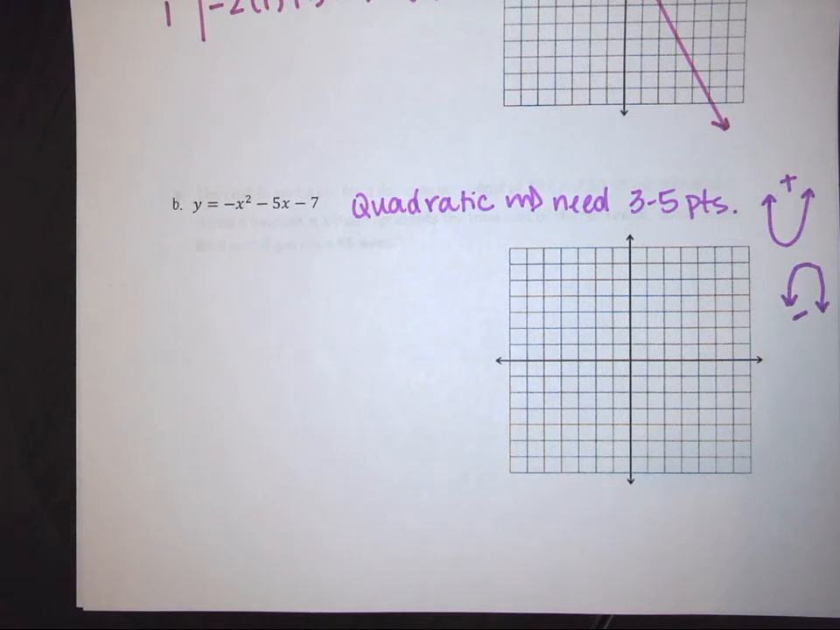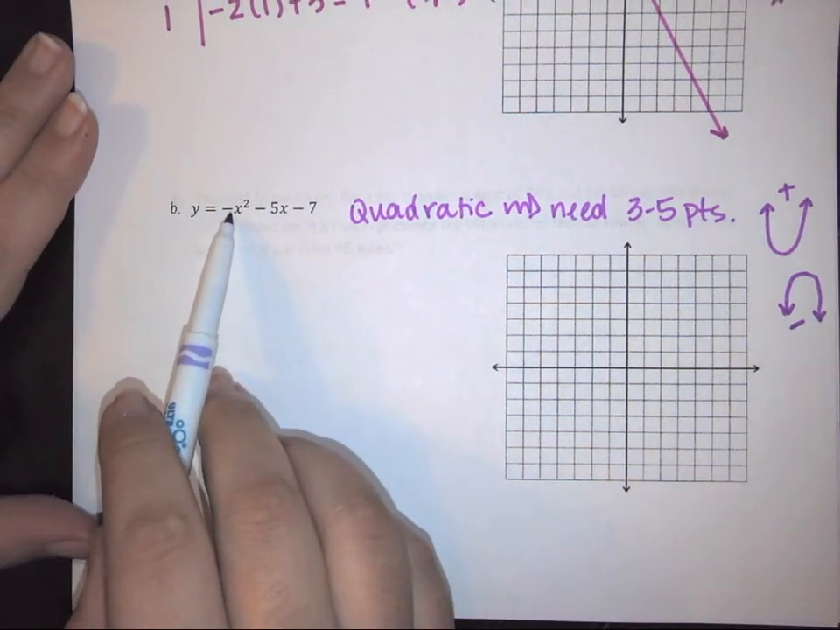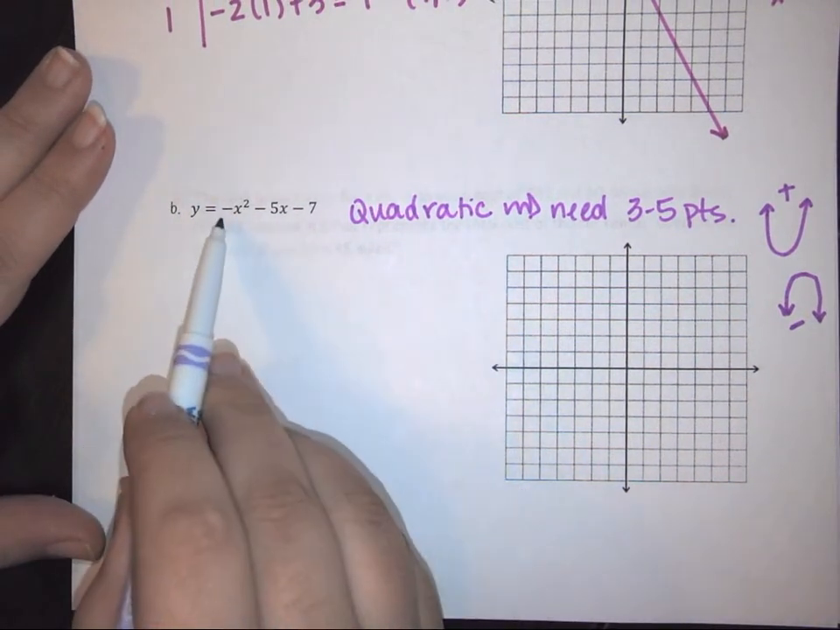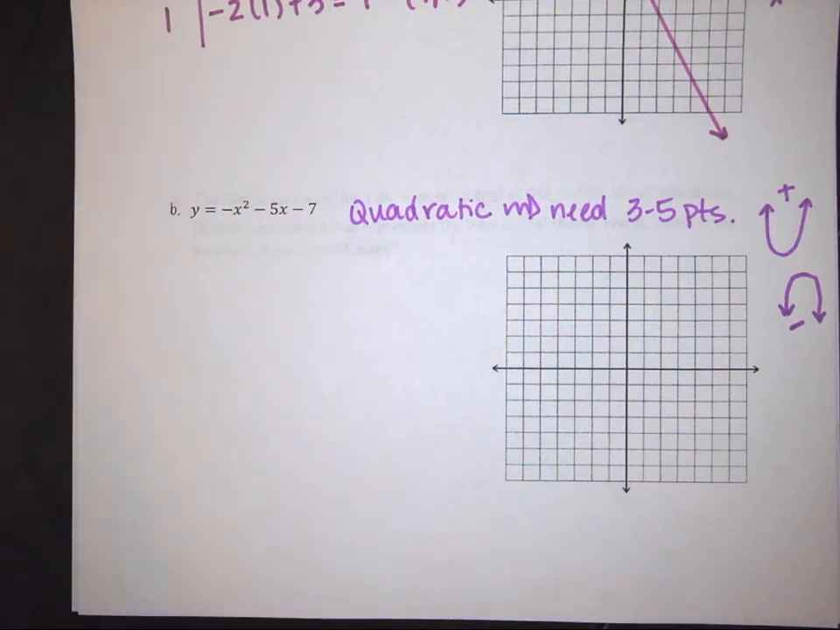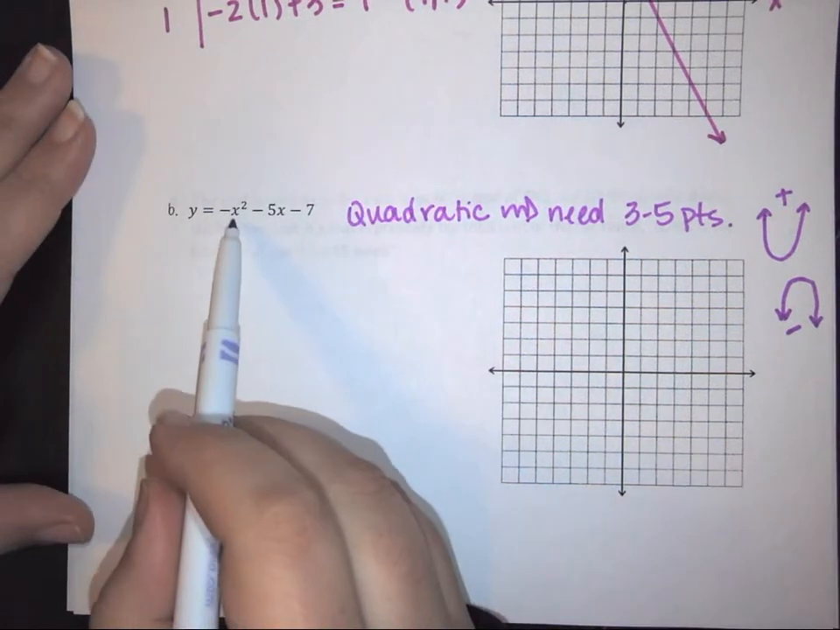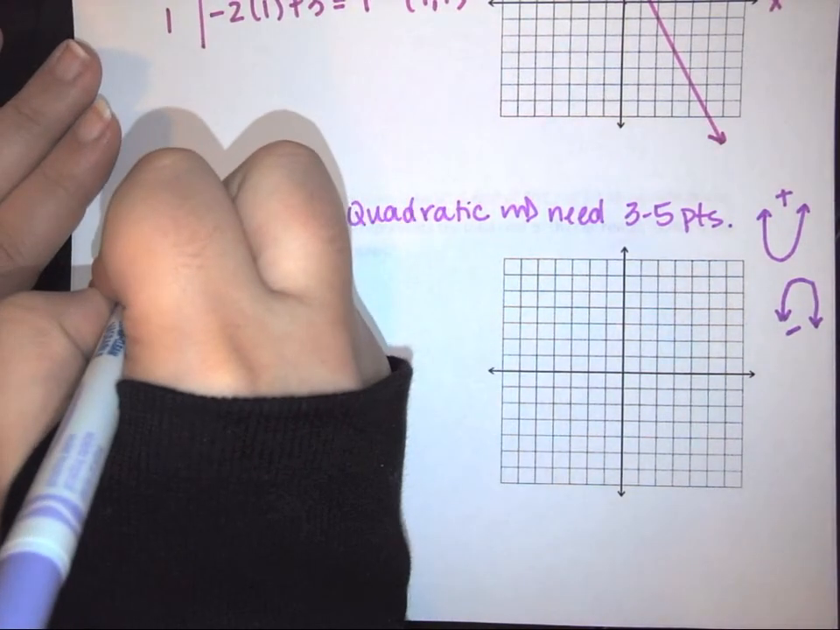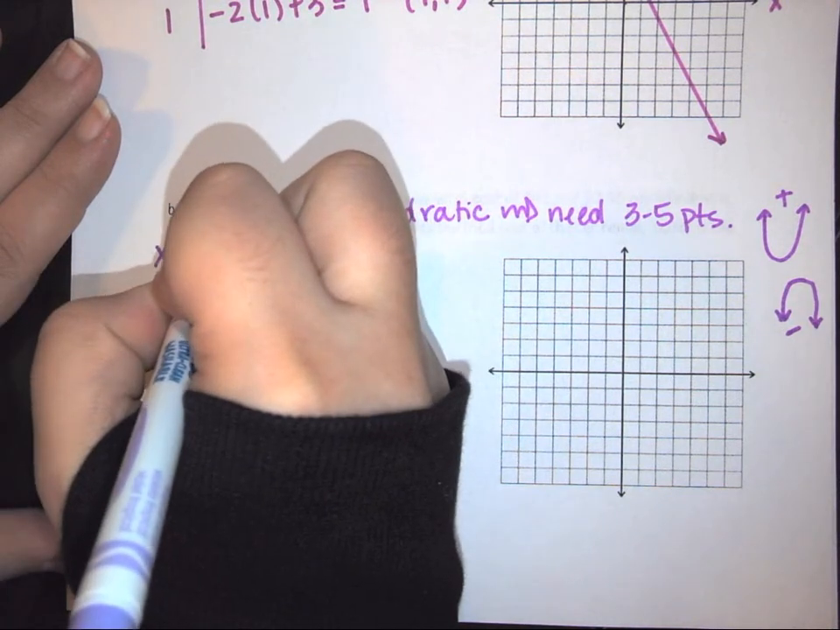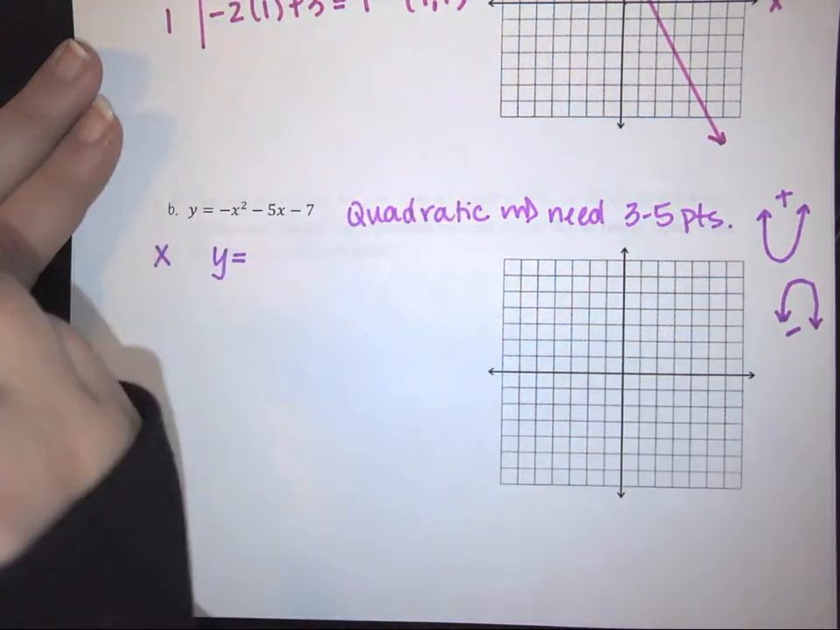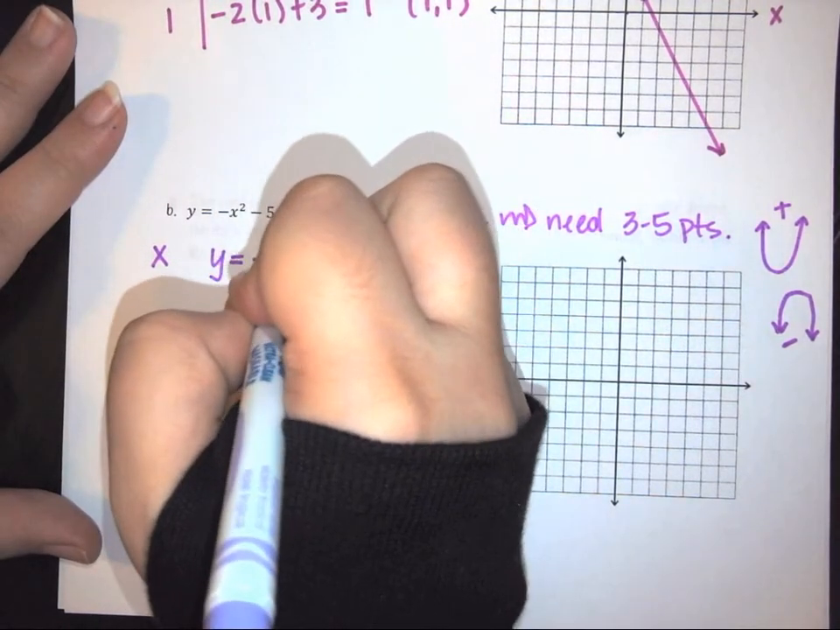Okay. So when we deal with parabolas, the first thing that I like to do is look at whether my parabola is positive or negative. Well, in this case, I've got this negative out in front. So this negative right here tells me that I have a negative parabola. So with the negative parabola, again, I'm going to choose my x values in order to find and dictate my y values.